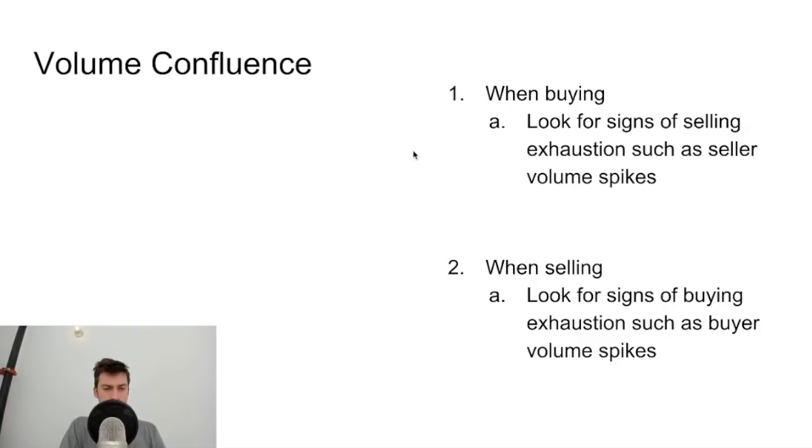Volume confluence. All I put here was just look for signs of selling exhaustion, such as volume spikes, and when you want to sell, we want to look for signs of buying exhaustion, such as buying volume spikes. You could also look a little bit deeper into volume rather than just this simple way of using it in conjunction with the stochastic, by looking at volume patterns throughout a trend. So if you wanted to see is volume increasing in the direction of the trend or is volume increasing in the direction of the retracement of a trend, you can use those kinds of dynamics if you want as well.